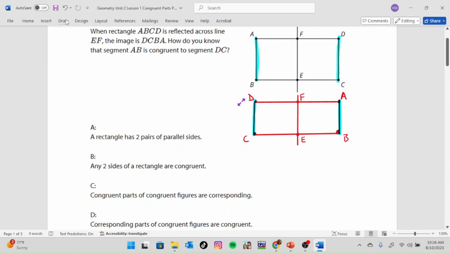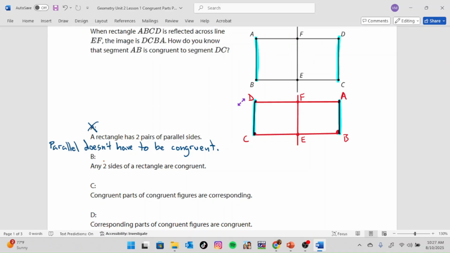Choice A says that a rectangle has 2 pairs of parallel sides. That is true. But parallel does not mean congruent. So just because we have pairs of parallel sides does not mean we have congruent sides. So A is incorrect.